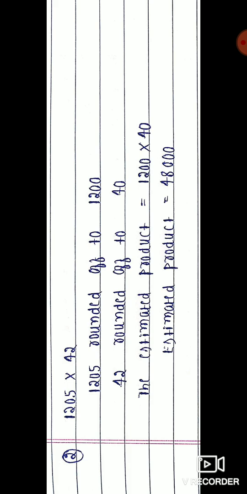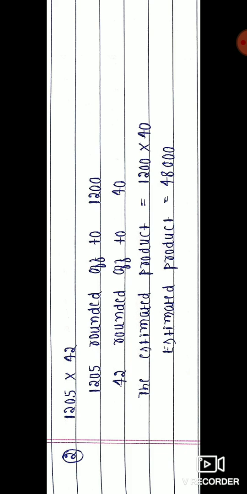So write 1205 into 42. So 1205 is rounded off to its nearest hundred value. That is 1200. Therefore write 1205 rounded off to 1200. Here you have rounded off to its nearest hundred value, that is 1205 rounded off to 1200.